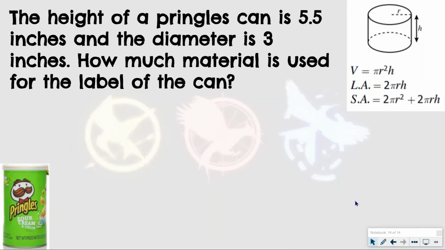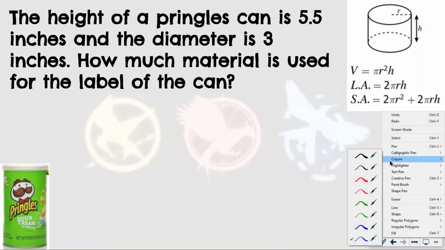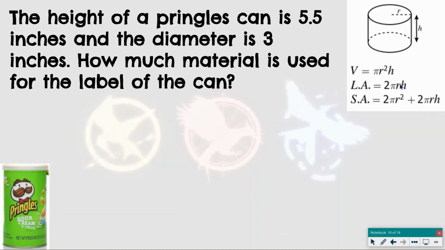So the height of this Pringles can is 5.5 inches. The diameter is 3 inches. How much material is used just for the label of the can? So we're not talking about the top and the bottom at all. We're just talking about the lateral area of that cylinder, just this second part. We're not including the two circles, which is really all that's showing. 2 pi r squared is just talking about the two circles on top and bottom. So we're really just finding this part of it.